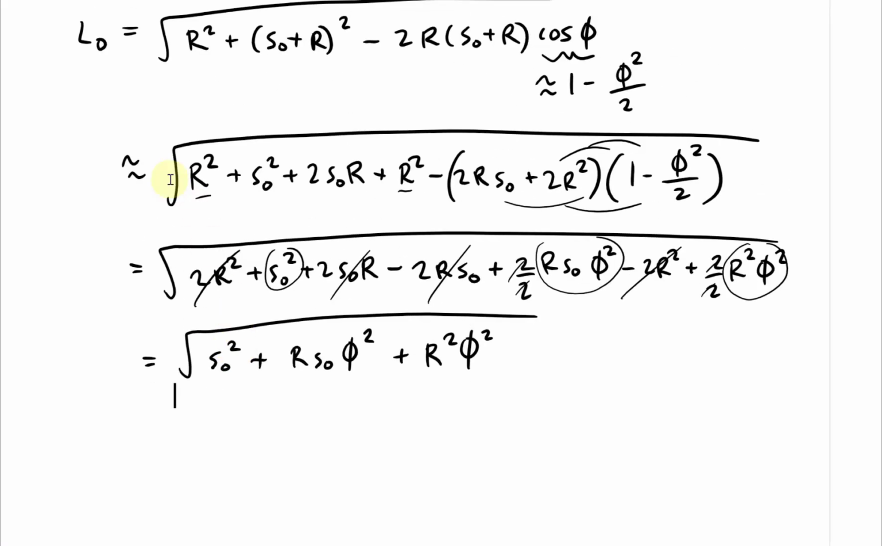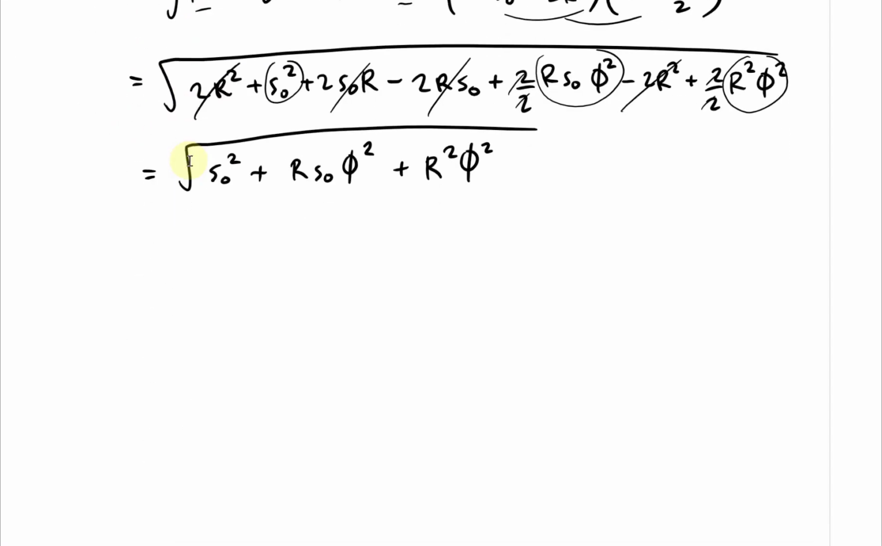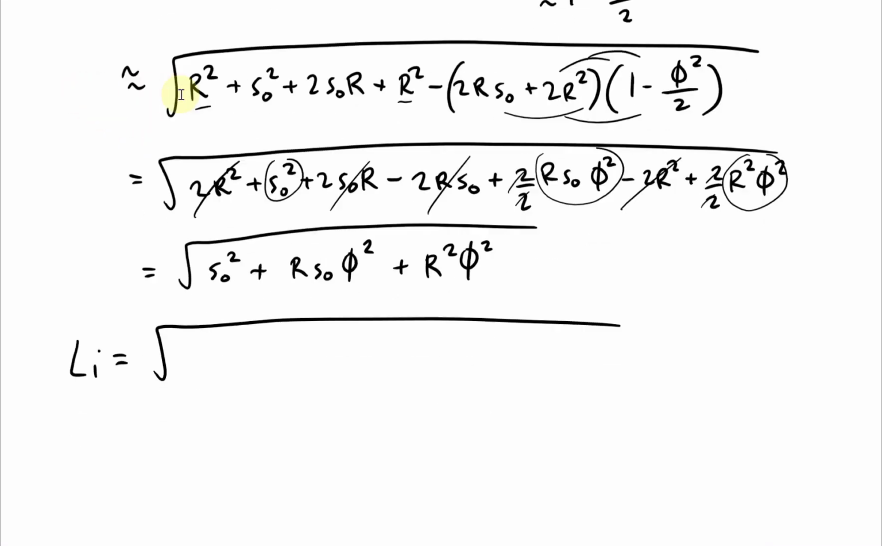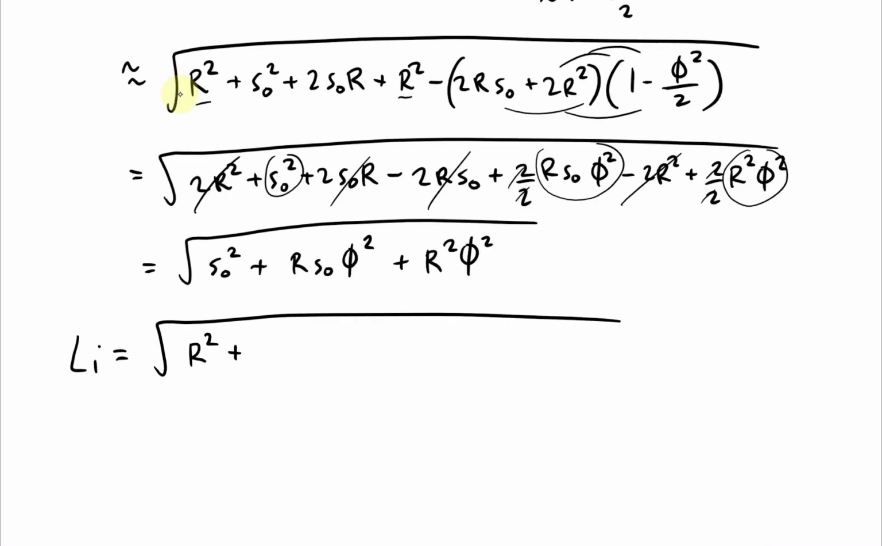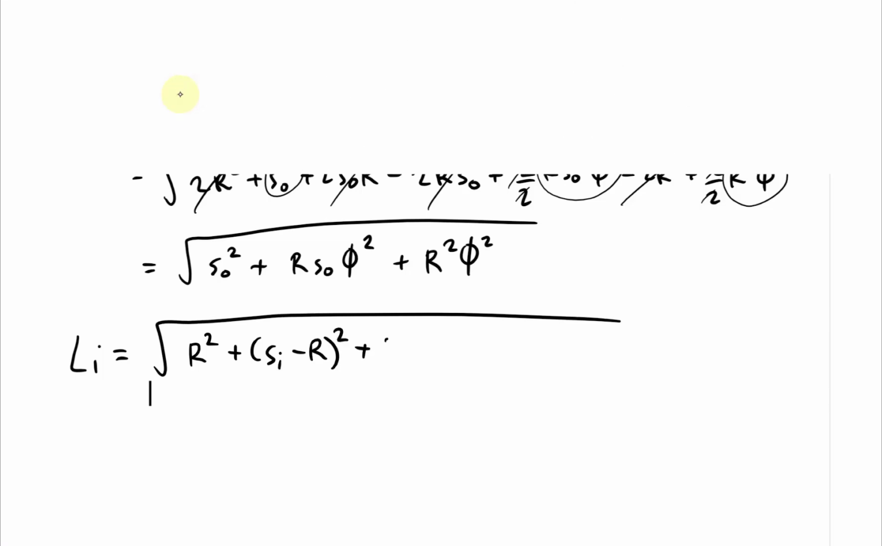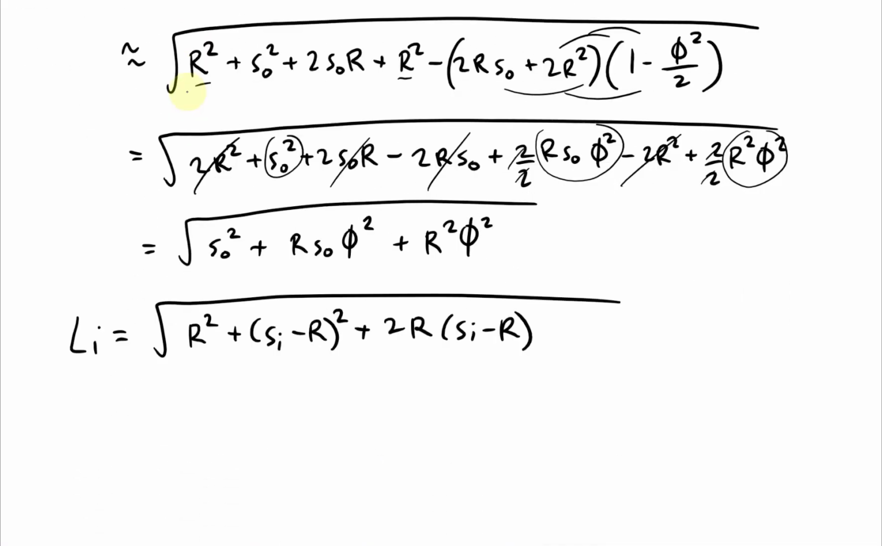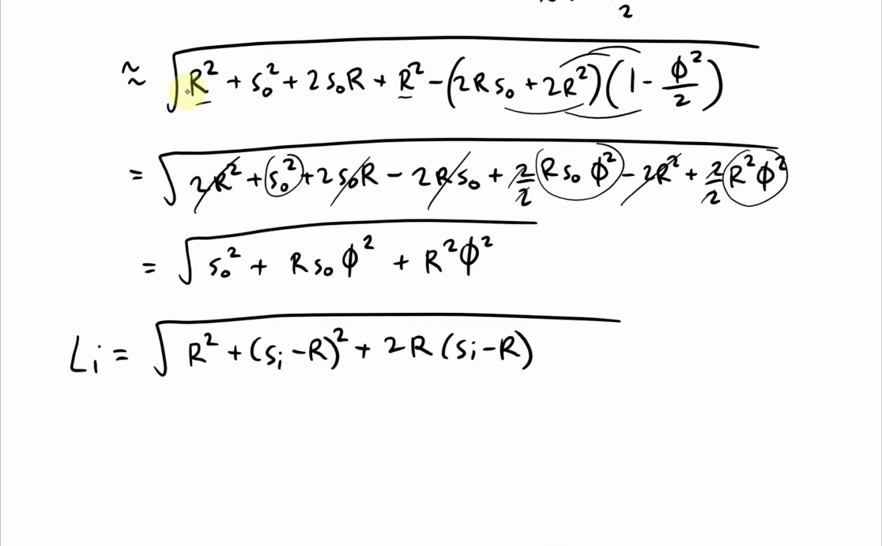And now let's continue further and look at the Li. So the Li is equal to square root, and then we're going to use the same approximation. This is going to be r squared plus, remember this one is psi minus r, all squared, and then plus 2r, and then psi minus r. And now let's do the approximation and save time. So this is going to be approximately 1 minus phi over 2 squared.